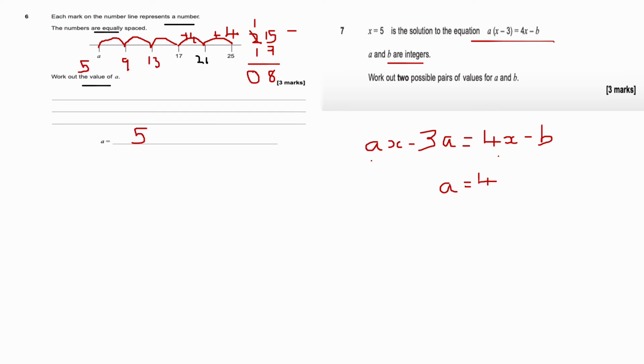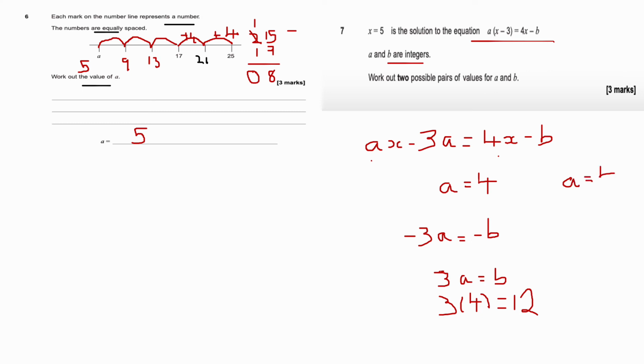And if I compare coefficients of the constants, I get minus 3a is equal to minus b. So let's just times everything by -1. So 3a is equal to b. Well, if a is 4, b is 3 lots of 4, okay, which is 12. So b is equal to 12 when a is equal to 4. Okay, that is one solution.